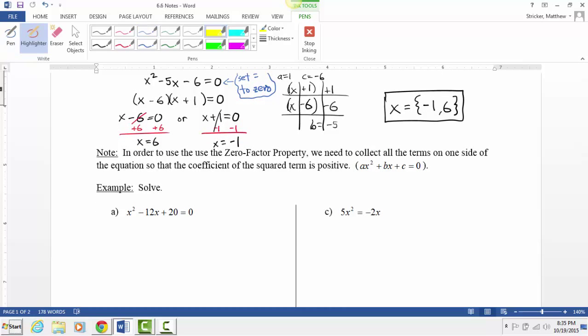So that's our note here. In order to use the zero factor property, you need to collect all the terms on one side of the equation so that the coefficient of the squared term is positive, and we need to set it equal to 0. So we got a few examples here. This one, notice everything's set equal to 0, so we can just go ahead and factor.